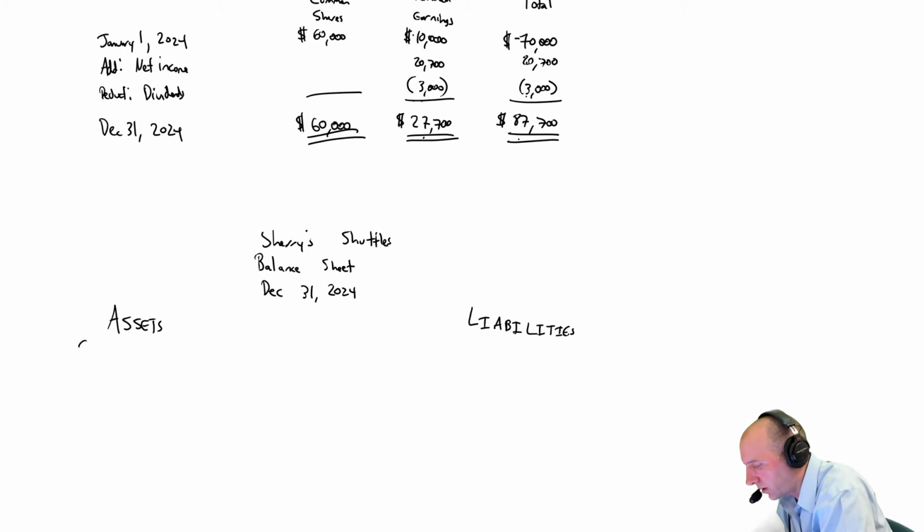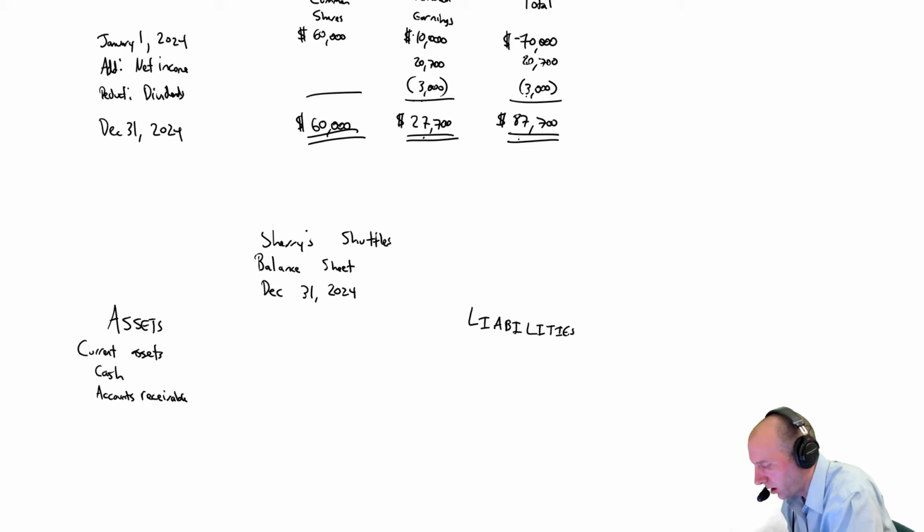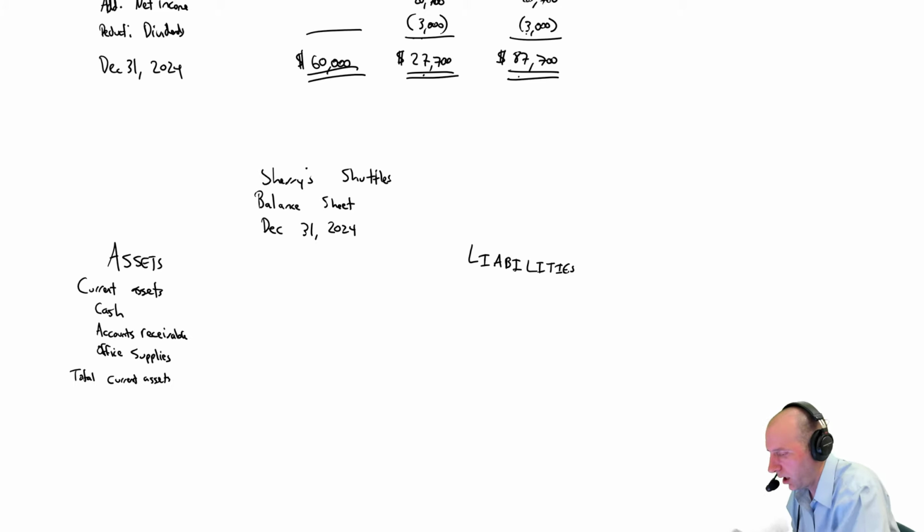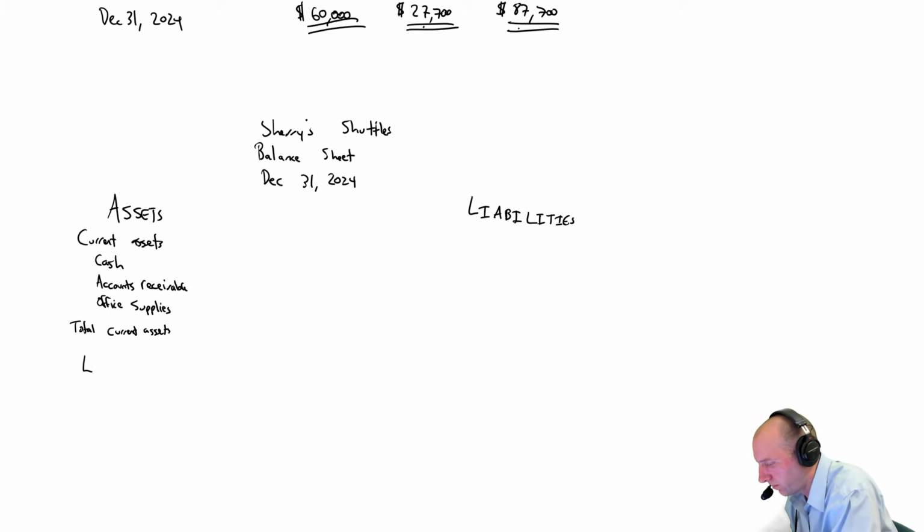So under assets, we have current assets as a subcategory here. And we have cash, accounts receivable, which I always say is AR, and office supplies. Under long-term assets, and I'll leave a bit of room for total. Actually, why don't I just write that now? Total current assets. And then we'll have long-term assets.